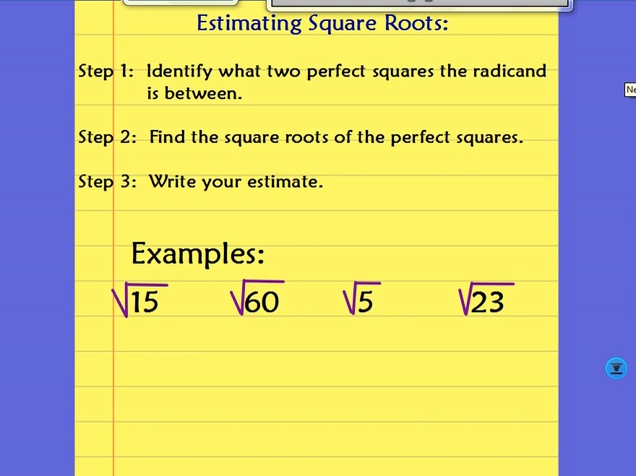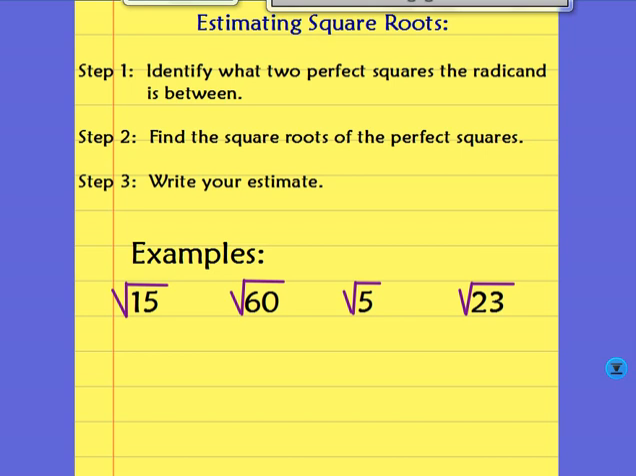Those were all examples of perfect squares. Sometimes you have to estimate a square root because it is not a perfect square. There are 3 steps. Step 1. Identify what 2 perfect squares the radicand is between. Step 2. Find the square roots of the perfect squares. Step 3. Write your estimate.